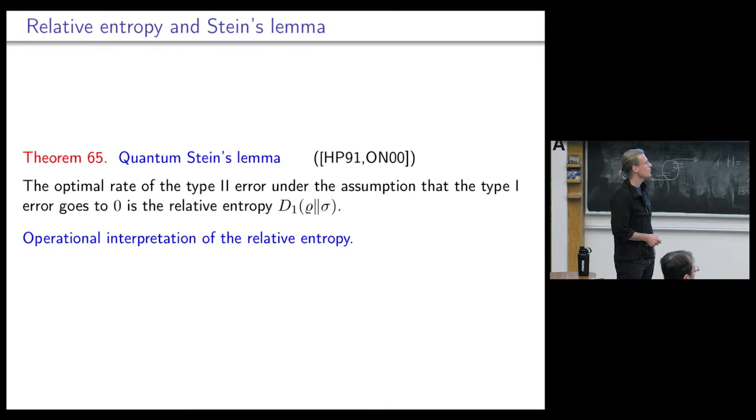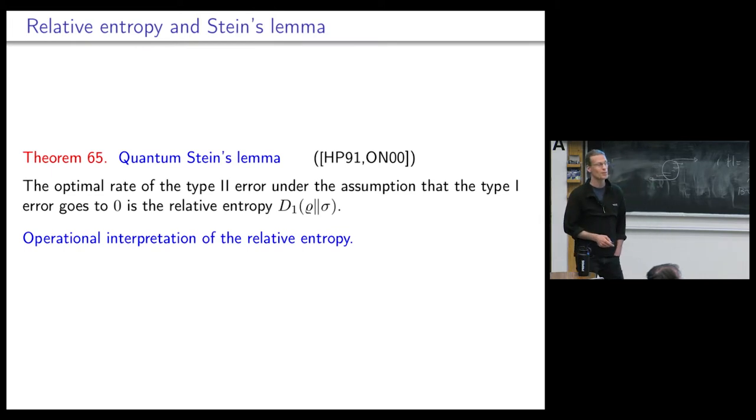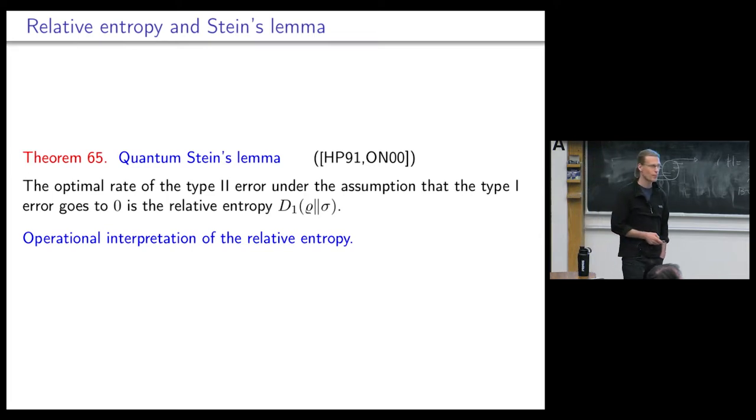Okay, so summarizing Stein's lemma, if you want the type 1 error to go to 0, then the best decay of the type 2 error that we can achieve is an exponential decay, and the exponent is exactly the relative entropy. This gives an operational interpretation of the relative entropy. So now we have an operational interpretation of all the divergences that I have introduced in the beginning that have a known operational interpretation. Okay.